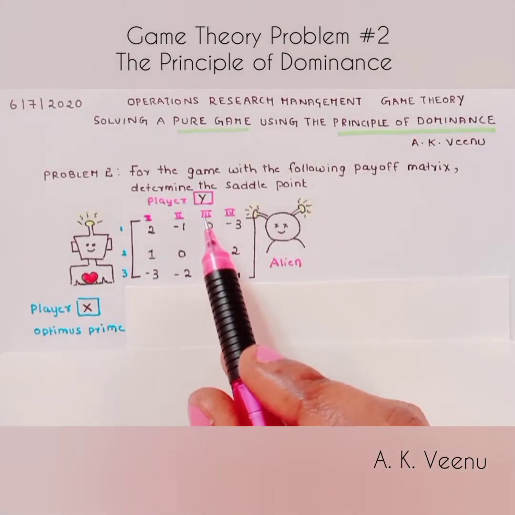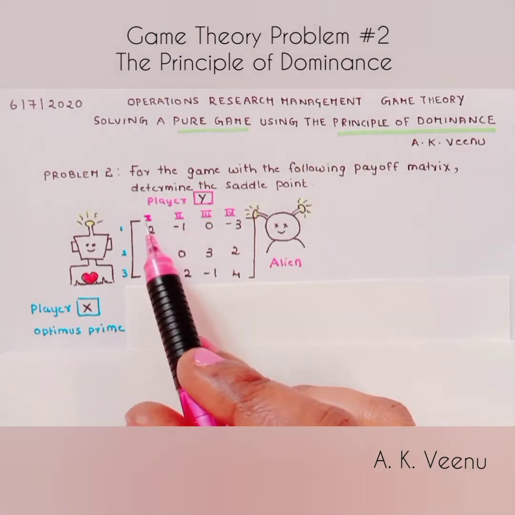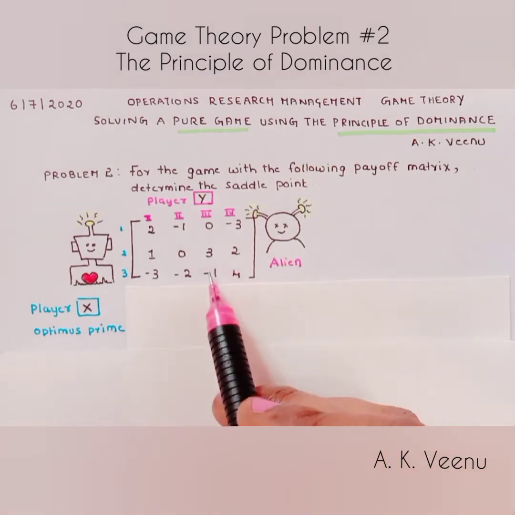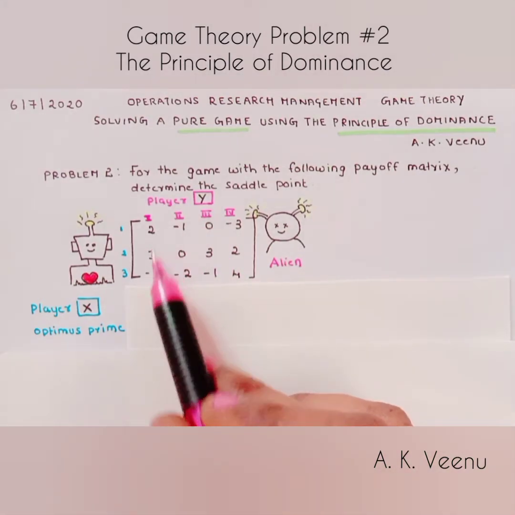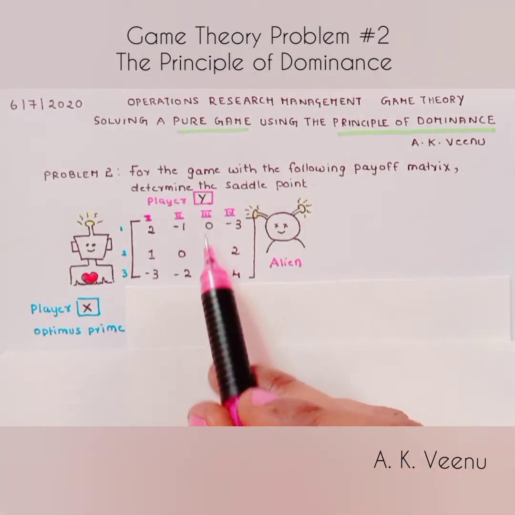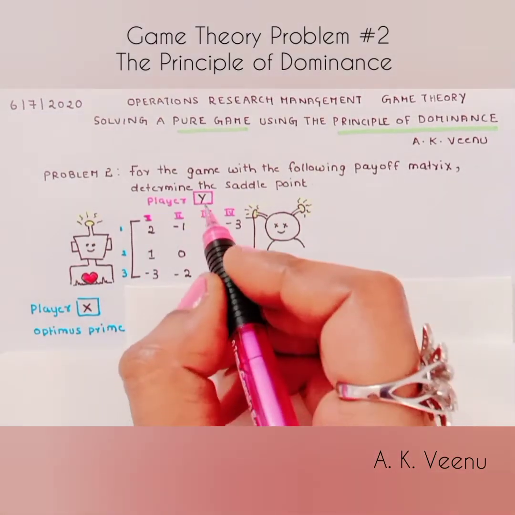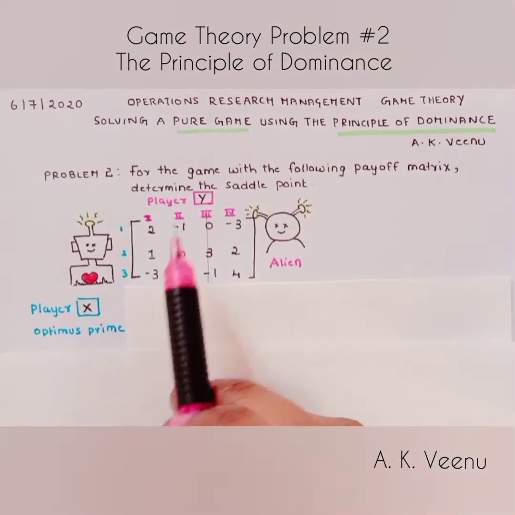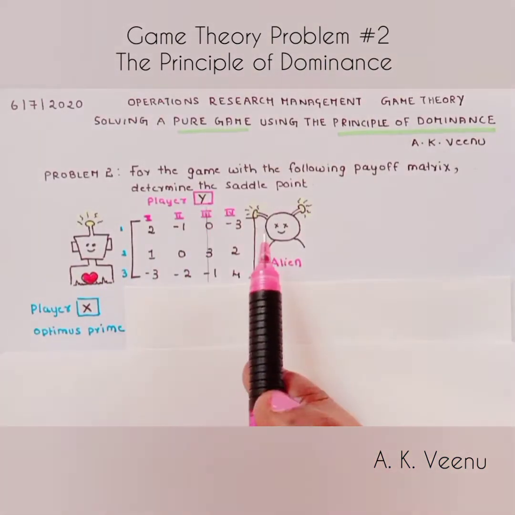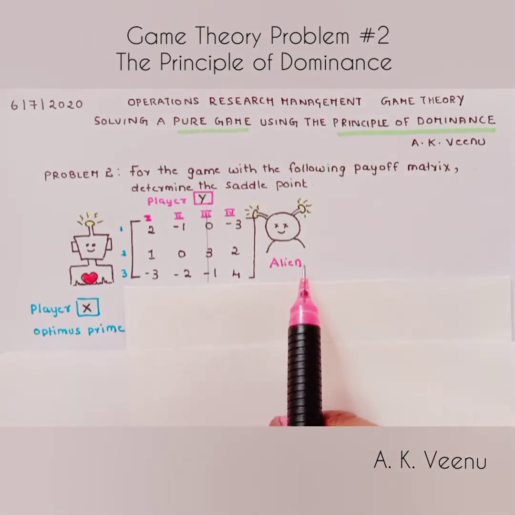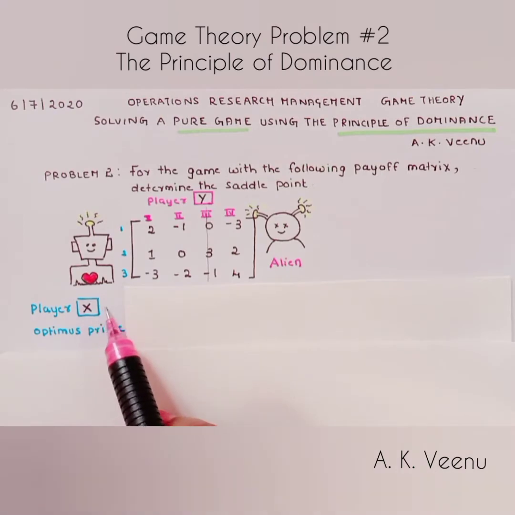So when we compare column 3 and column 1 of player Y, we find that the elements of column 3 are greater than column 1. Therefore, column 1 dominates column 3. So we cancel out column 3 and retain column 1 of player Y. And the idea is to minimize the loss of player Y while maximizing the gain of player X.